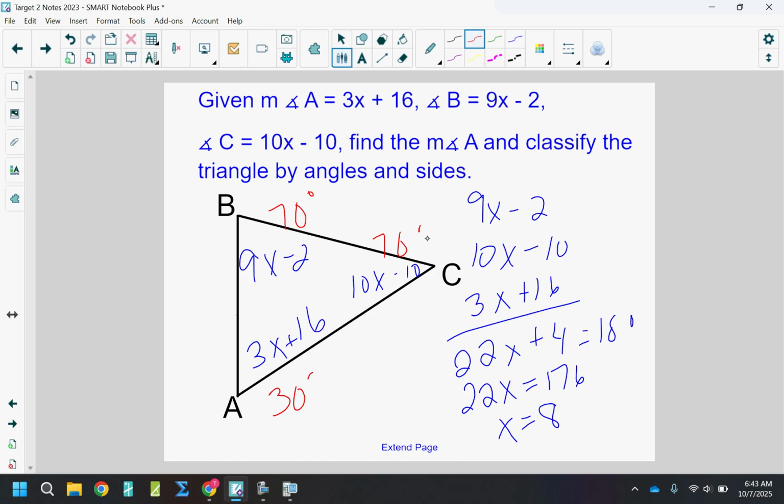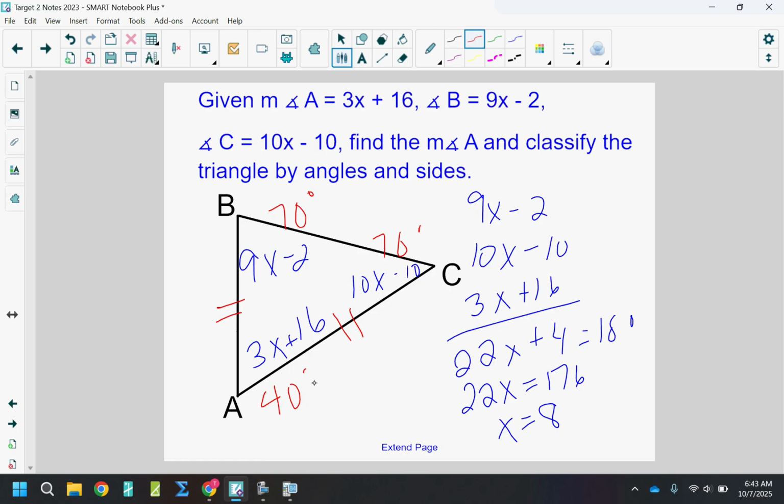So since these two angles are congruent, that'll make these two sides congruent. Let's see here what I did wrong. 9 times 8 is 72, that's 70. 3 times 8 is 24. Oh, this should be 40. The reason I knew I did something wrong is because those three angles weren't adding back up to 180 like they should.